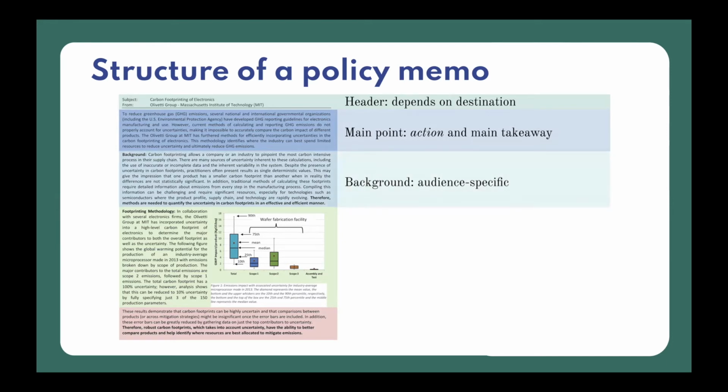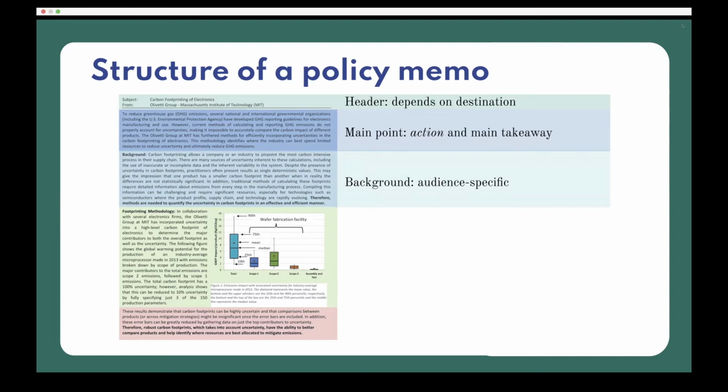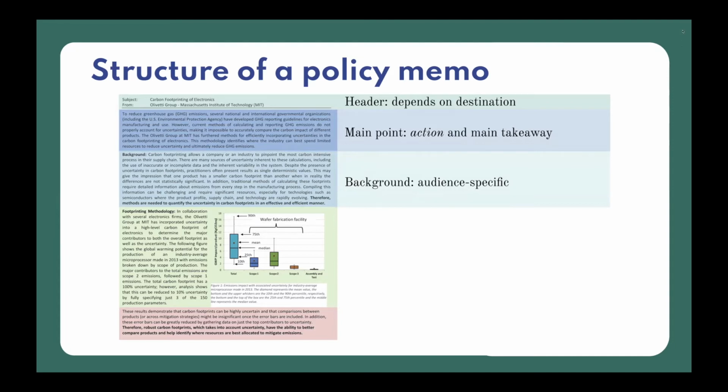Then there is the background, which again is audience specific. If I'm writing a policy memo on the same topic targeted to persuade a legislator versus being published in a science policy journal versus sent to a different organization for different reasons, your background is going to vary depending on how much you expect them to know. So it can be more or less depending on your audience.